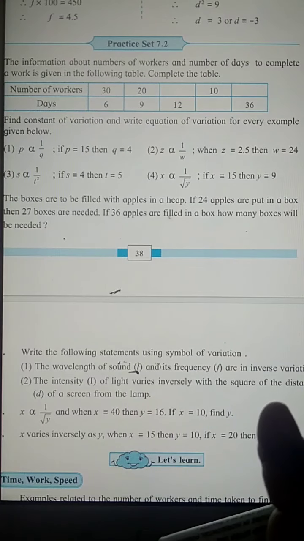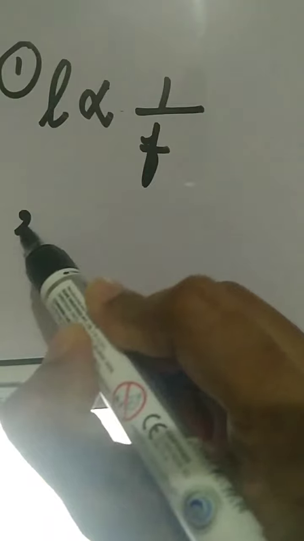So how will you write inverse variation? Wavelength L varies inversely to frequency F. First one you will do this way. This is F, I have used cursive writing. So that is the first question. Now the second question, see the second question.